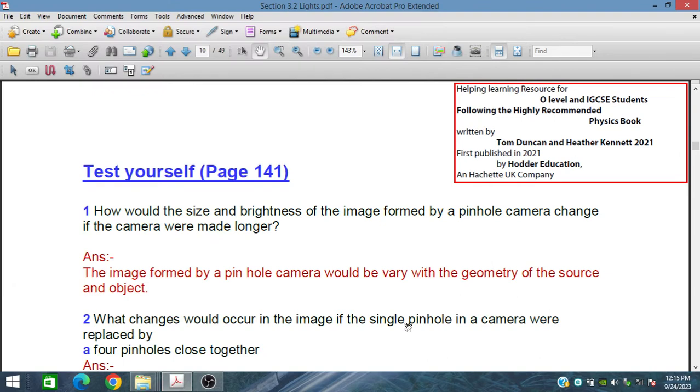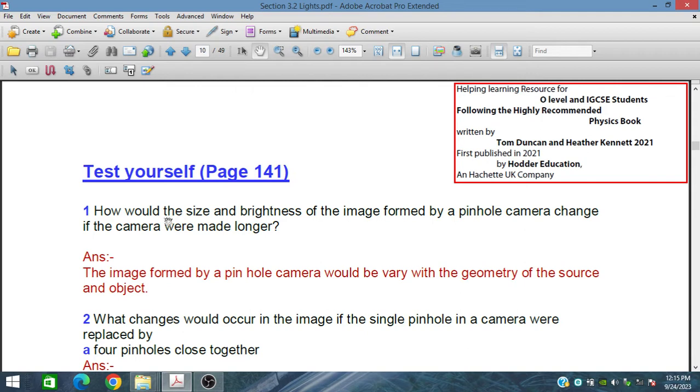Bismillah Rahman Rahim. In this session, we will discuss Test Yourself from page 141 of the O-level physics book written by Tom Duncan and Heather Kennett and published by Hodder Education. And here we have a few questions.